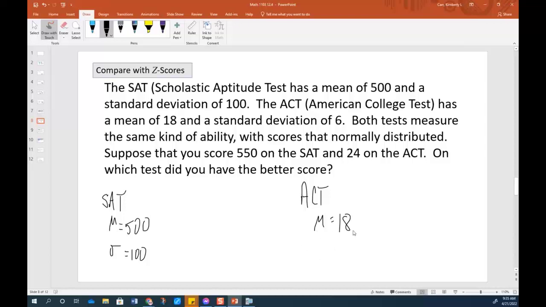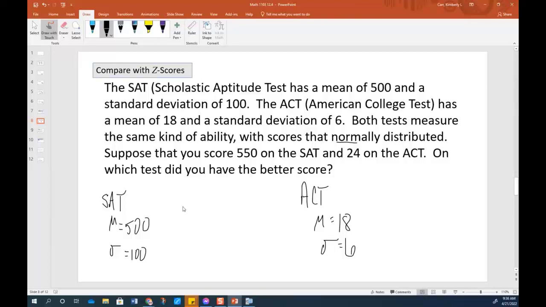So this is why we need this to really compare, because these numbers are so different. It sounds like 500 is way above 18, but actually those are both just the mean. So you're hitting right in the middle of that curve. The ACT has a standard deviation of 6. Both tests measure the same kind of ability, and they both have scores that are normally distributed. Since they are normally distributed, then we can make the comparison to the standard normal.